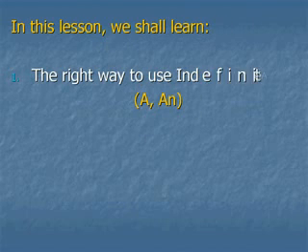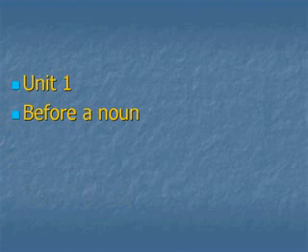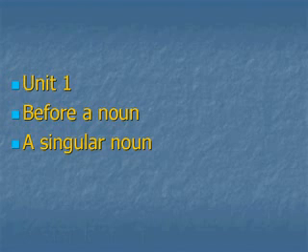Well, let's move on. In this lesson, we shall learn the right way to use indefinite articles. In Unit 1, Verb to Be, we learned the very basic thing about how to use a or an. The thing I told you about using indefinite articles in that unit was that indefinite articles are always used before a noun, and it has to be a singular noun. In this lesson, we are going to learn in depth about the application of indefinite articles.